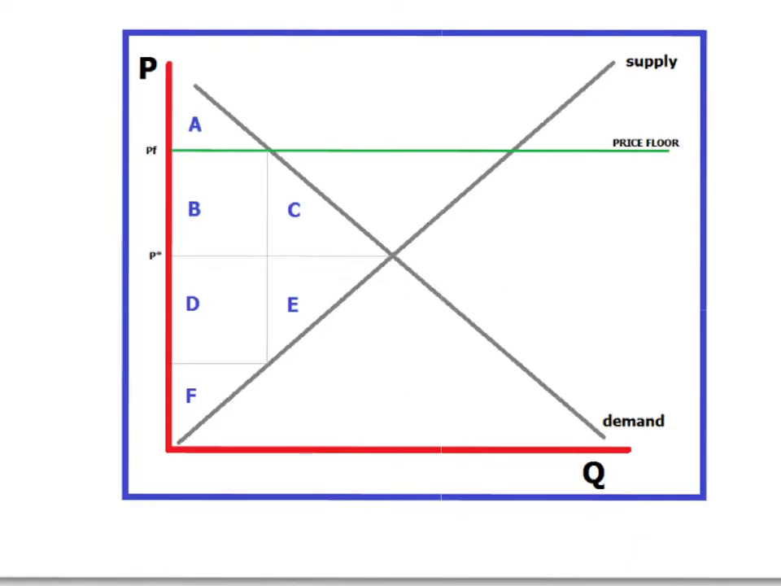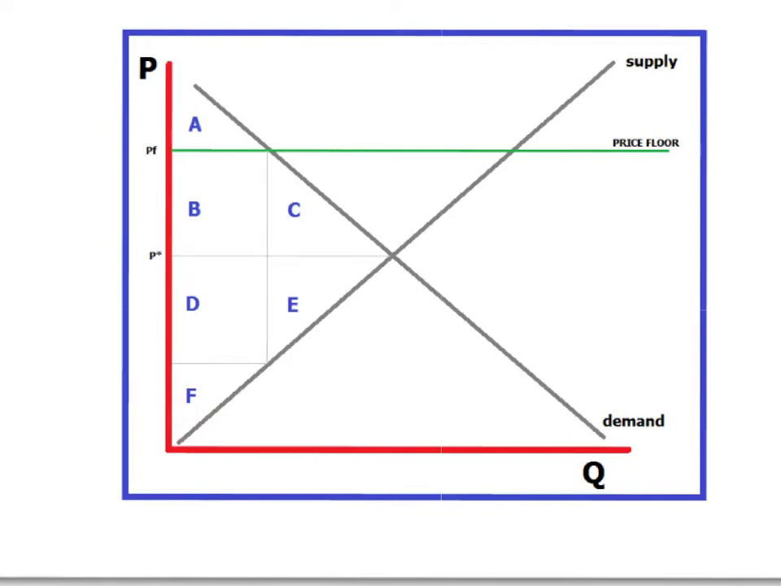This is going to be the basic graph that we're going to use for a price floor. We're going to have a basic supply and demand cross here. So we have supply and demand, and the normal equilibrium price is here at P star. And normally in the market we would see the efficiency of the entire area ABC to the consumers and D, E, and F to the producers.